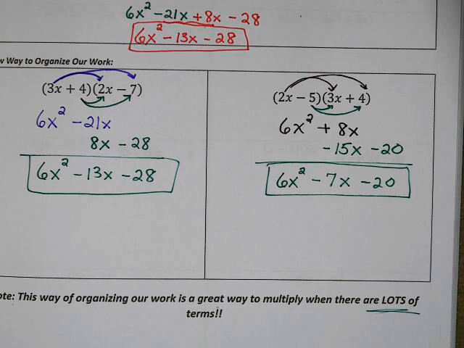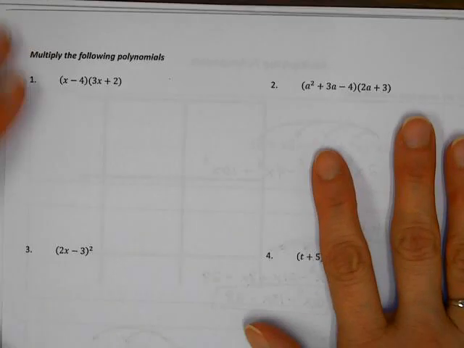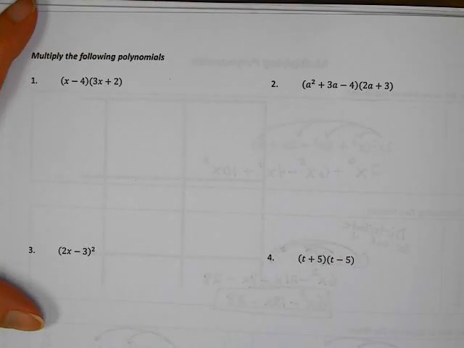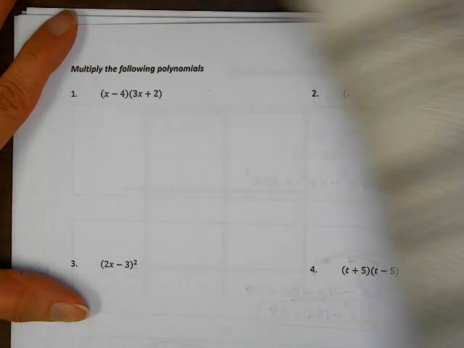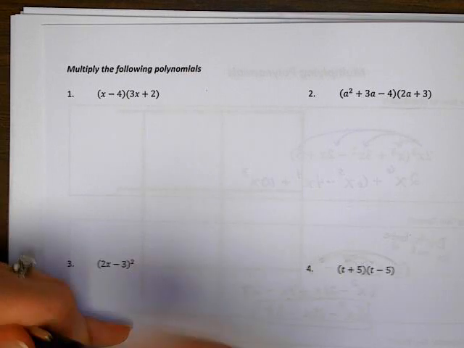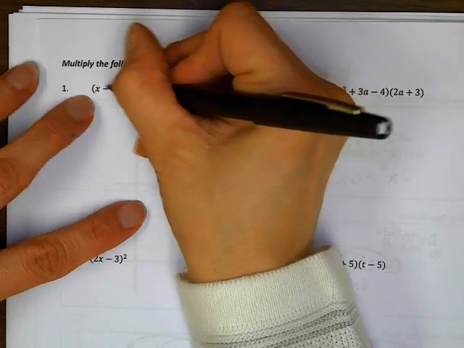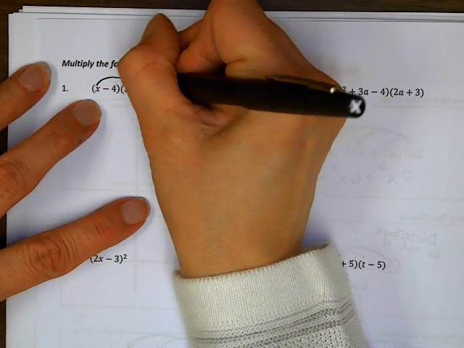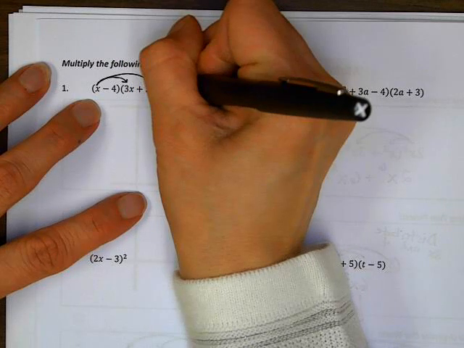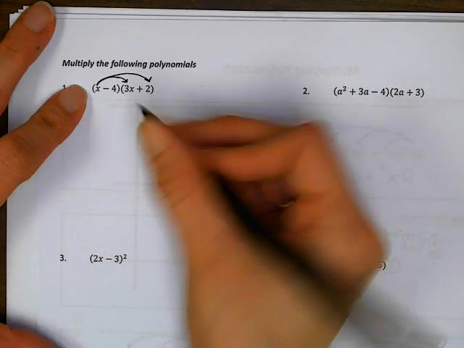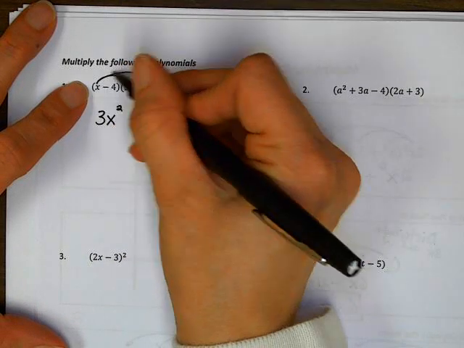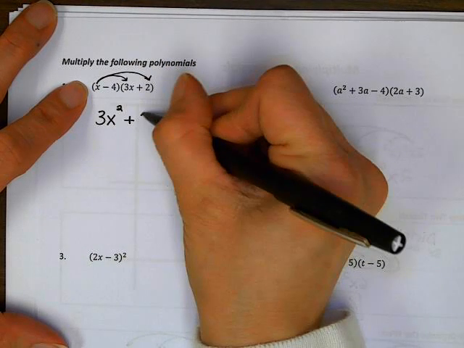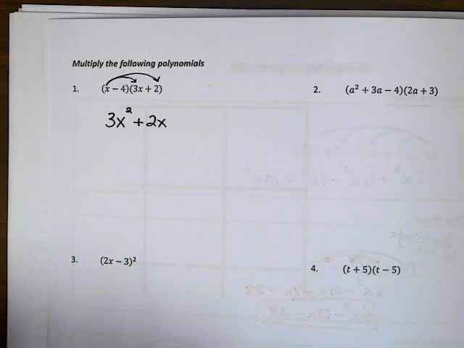Okay, let's keep going. Number 1 is very similar to what we just did, so it's going to be a regular type problem. Let me zoom in a little bit. The first thing I'll distribute is the x. So x needs to get distributed to these two terms. X times 3x is 3x squared, and x times 2 is plus 2x. Okay, x, you're all done.